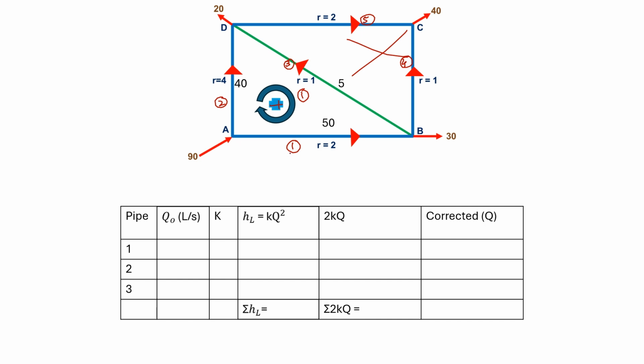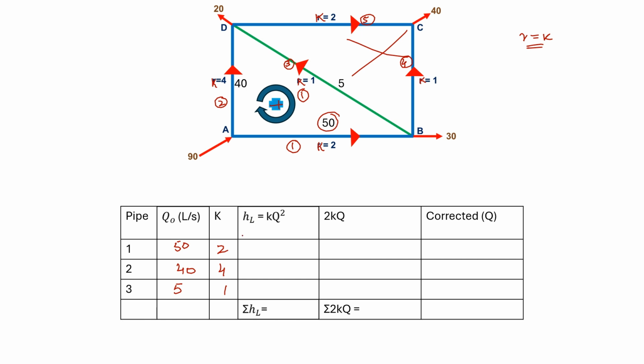In the first loop, the first pipe is here, and we assigned 50 liters per second discharge to pipe 1. What is the discharge of the second pipe? Irrespective of the dimension, just write the amount of discharge. And what is the discharge of pipe 3? This is 5. And what are the values of k? These are given as r. Wherever you see r, r and k are replacements of each other. So k for the first pipe is 2, for the second pipe it is 4, and for the third pipe it is 1.